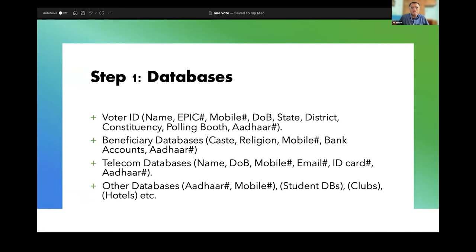Then the third kind of database is from the private sector. These are basically telecom databases and bank databases and other kinds of databases. They also have name, date of birth, mobile numbers, email IDs, ID card numbers of various kinds and Aadhaar numbers. Then there are other databases that trade separately in the market, which we call the Aadhaar mobile databases. Then there are student databases, club databases, hotels, entry registers, exit registers, and so on and so on. If you look back at all these databases, most of them are available to you if you know where to look, or you can buy them.